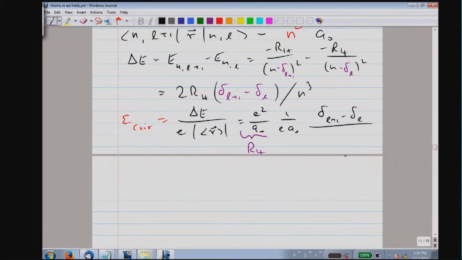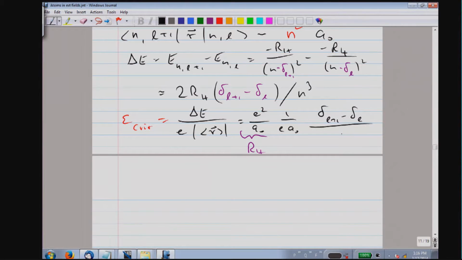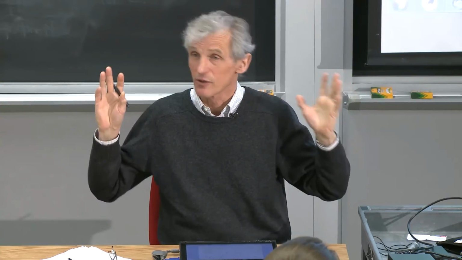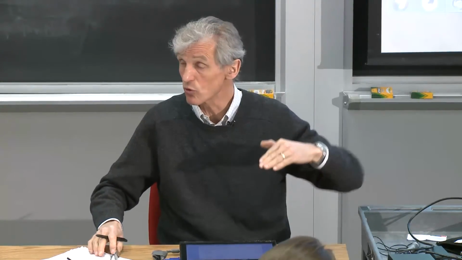And now, and this makes it really so dramatic, we had an n squared scaling of the matrix element, and we have an n to the minus 3 scaling of energy differences. So that means the critical field scales by n to the 5. Go to an excited state with n equals 10, and the breakdown of perturbation theory happens 100,000 times earlier. So some of the scaling in atomic physics is very, very dramatic when you go to higher, more highly excited states.